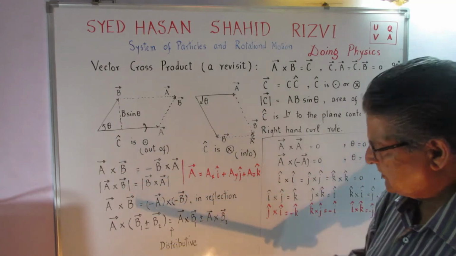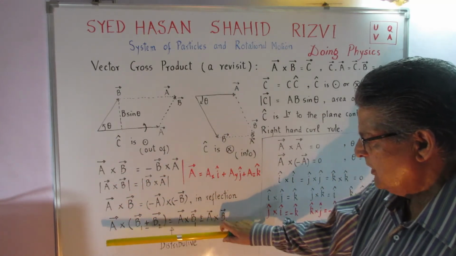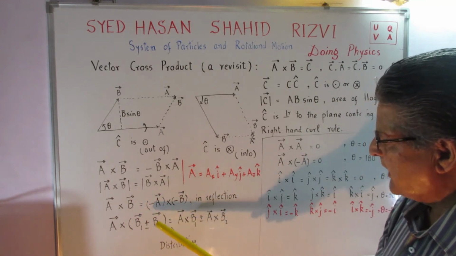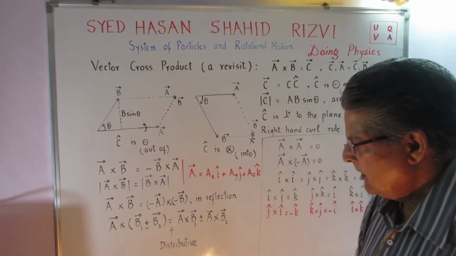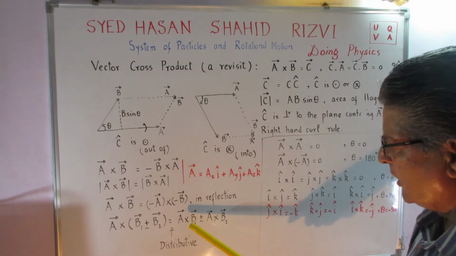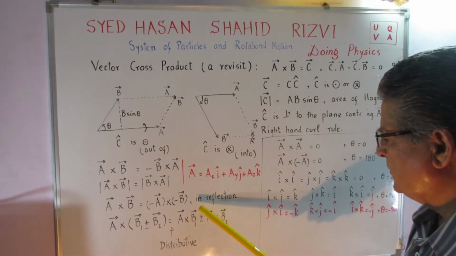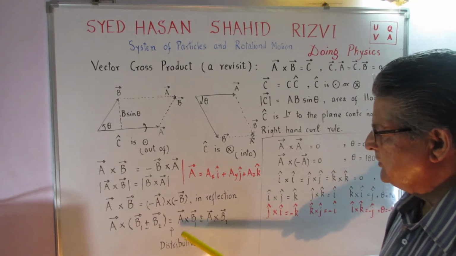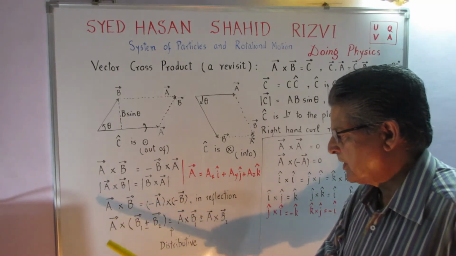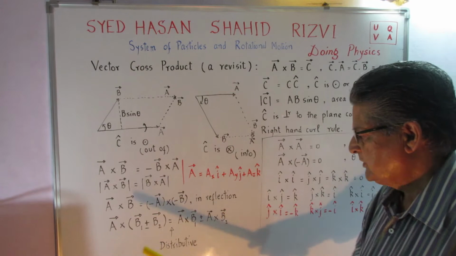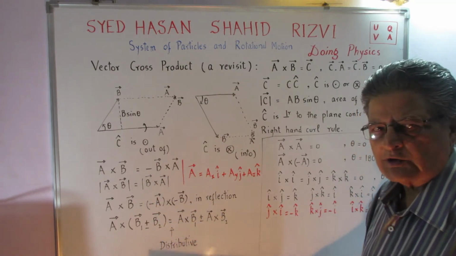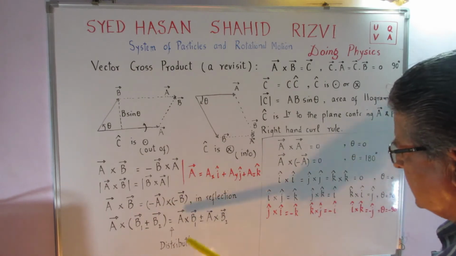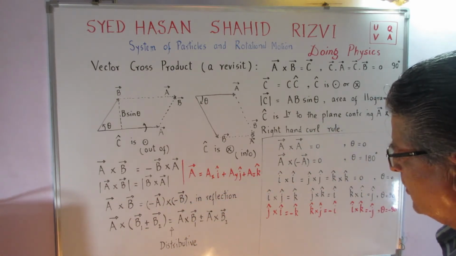One of the things I also emphasized before is that A cross (B1 plus minus B2) is equal to A cross B1 plus minus A cross B2, which means that the cross product has a distributive law associated with it. That is also true for the dot product, and similar things are written over there.